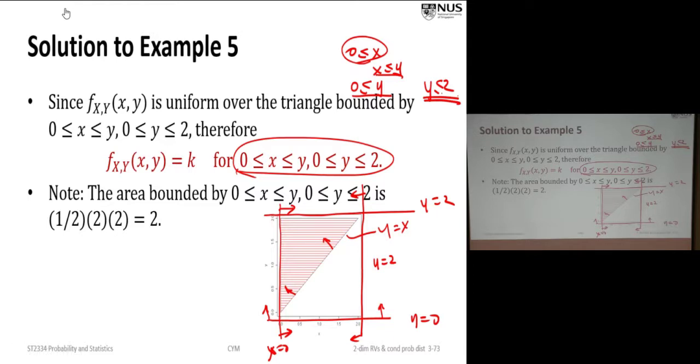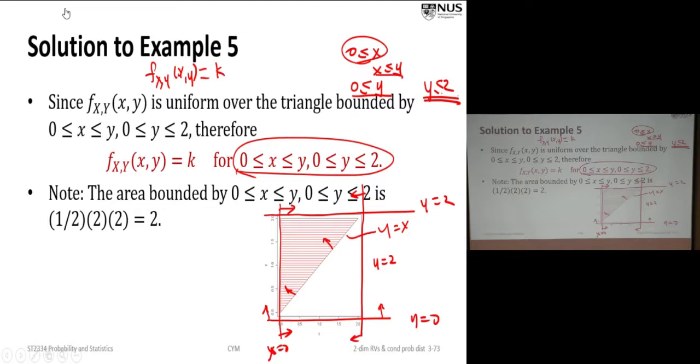You are not given the f of x, y. But we are given that the PDF is uniformly the same, so I can call it K. It doesn't matter what the xy value is, so long as the xy value falls in this triangle, then it's equal to K. That's why we have to work out K.